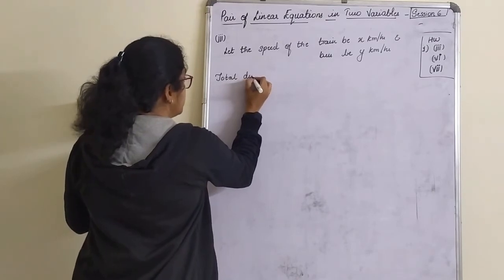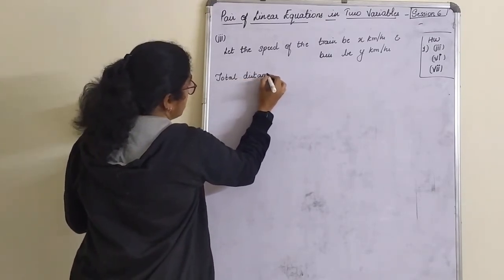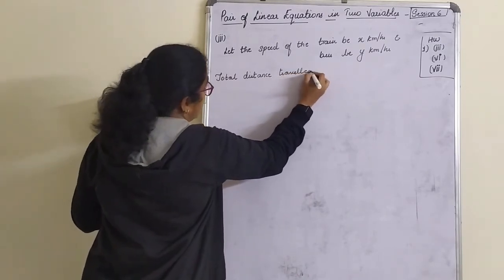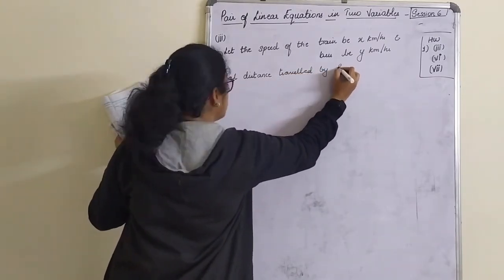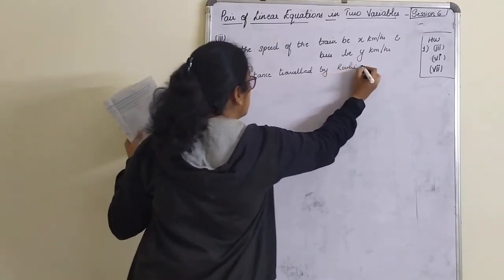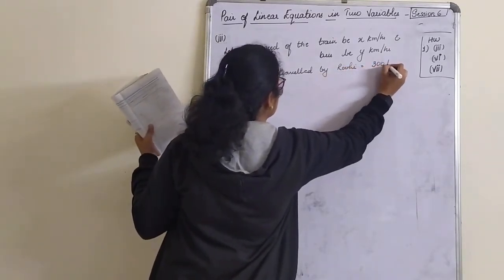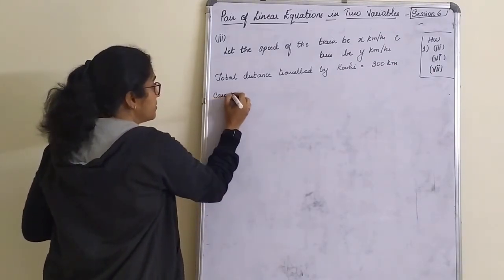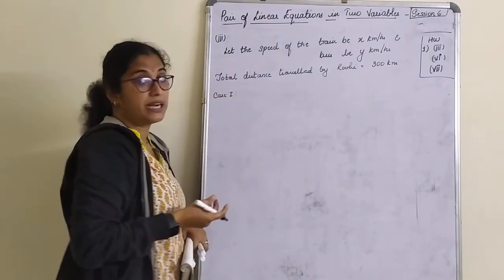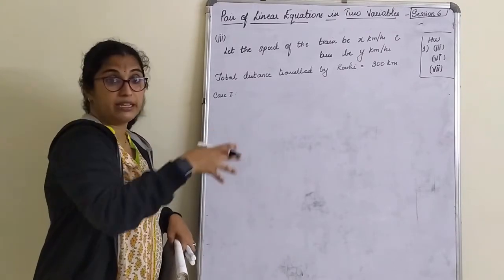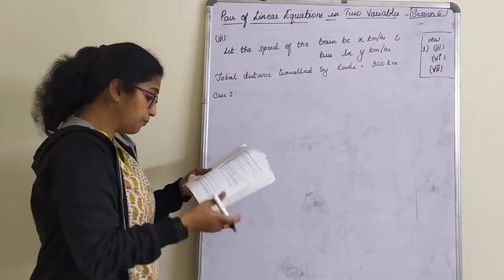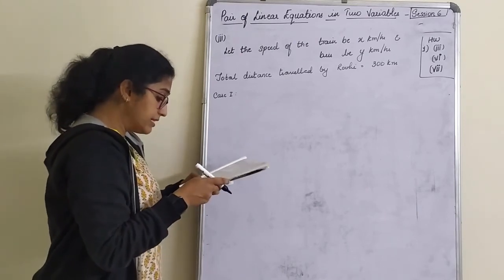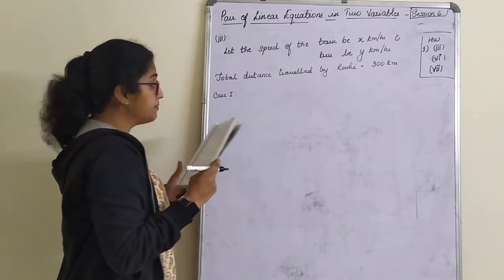Total distance travelled by Ruhi. How much? 300 km. Keep this as it is. Case 1. Case 1 is she travels some part by bus and some part by train. So she takes 4 hours if she travels 60 km by train and remaining by bus.